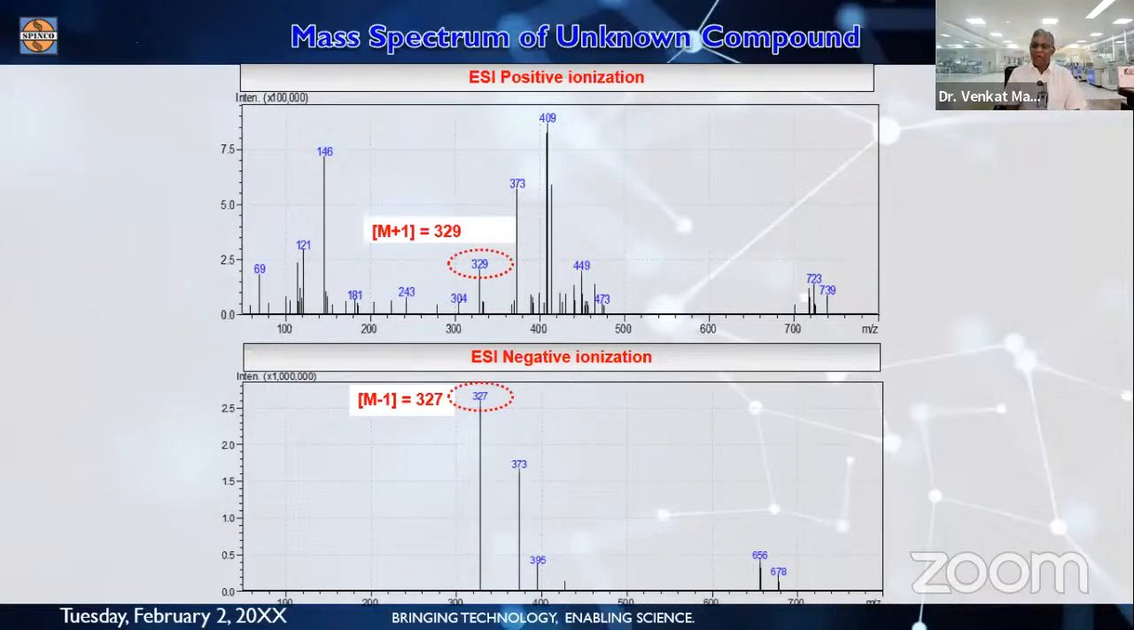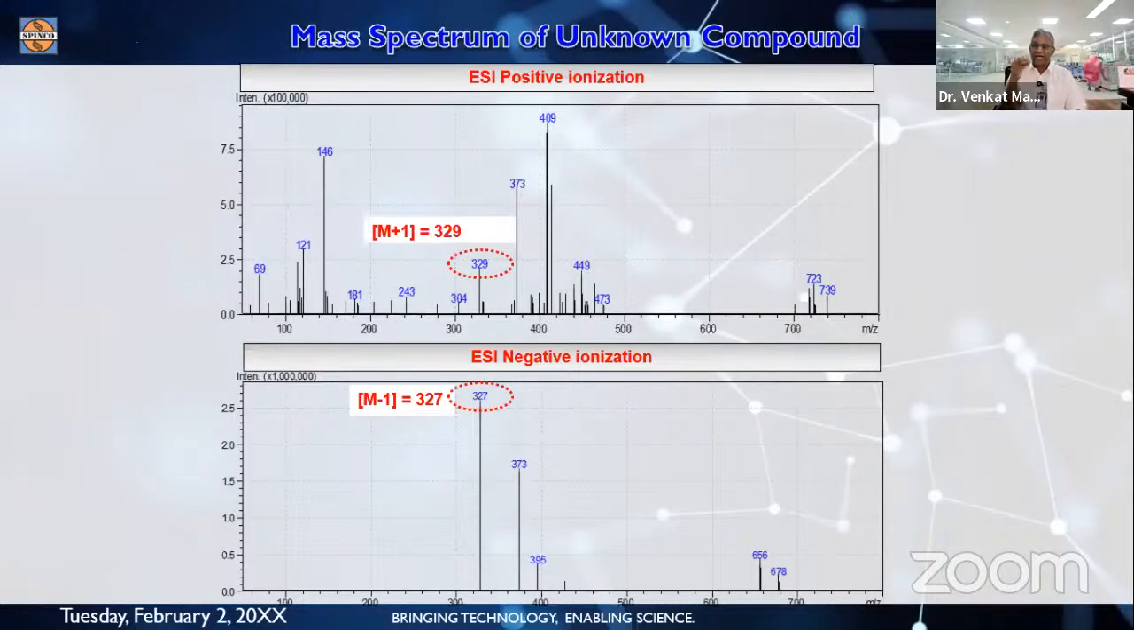Why is it an unknown compound? I do not know what it is. I got 329, I got 327. Therefore, I understand from the spectrum that it is 328. My compound has entered from a liquid chromatography into a mass spectrometer by forming a mist. I removed the mobile phase. I got soft ionization. I got M+1.